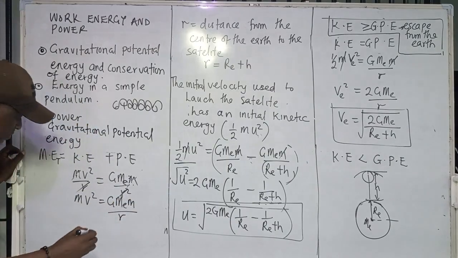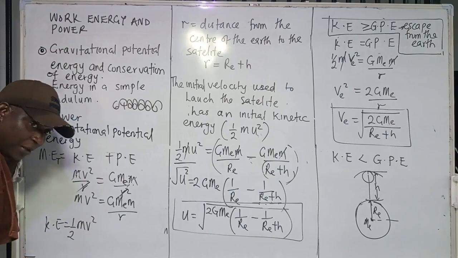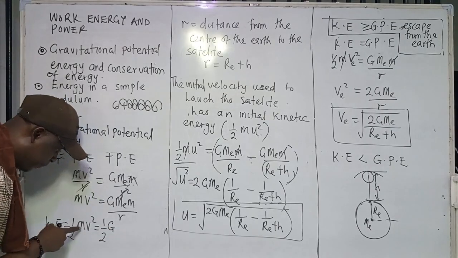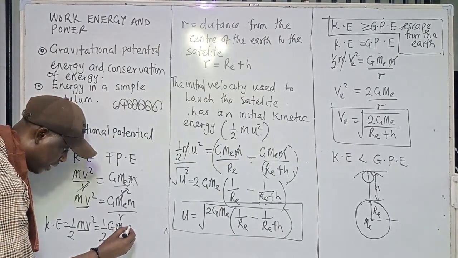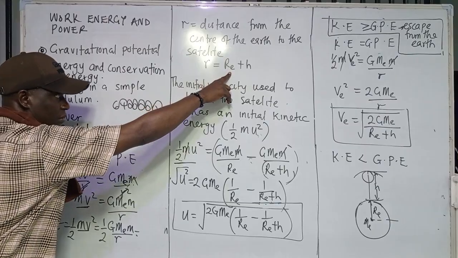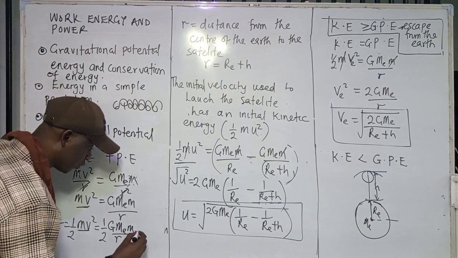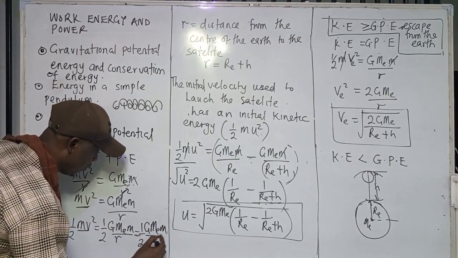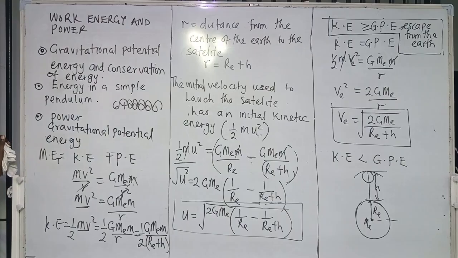Remember that kinetic energy is half mv square. So what will it now be? Half of G Me over R. But remember our R is the radius of the earth plus the altitude, the distance to the center. So it will be equal to 1 over 2 GMe times m over RE plus H. That is the kinetic energy.